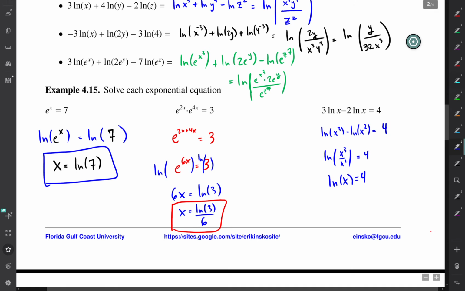And now, because e to the x and ln of x are inverses of each other, we're going to take e raised to both sides. So we're applying the e to the x function to both sides. It kind of simplifies things down. And we get x equals e to the 4th. So x equals e to the 4th is the value of x that gives you the solution to the original equation.